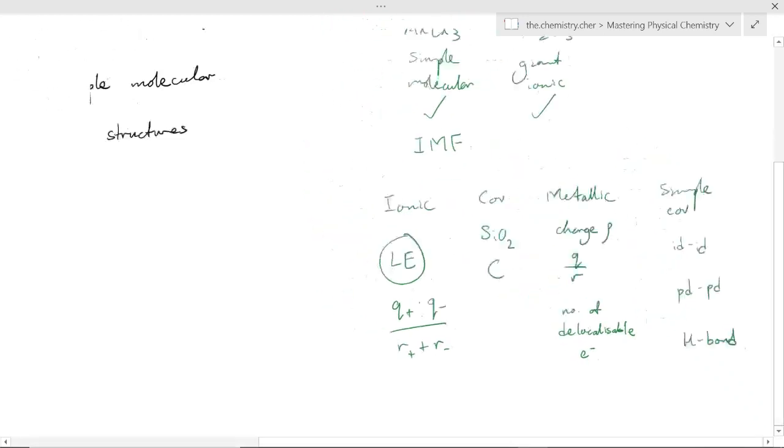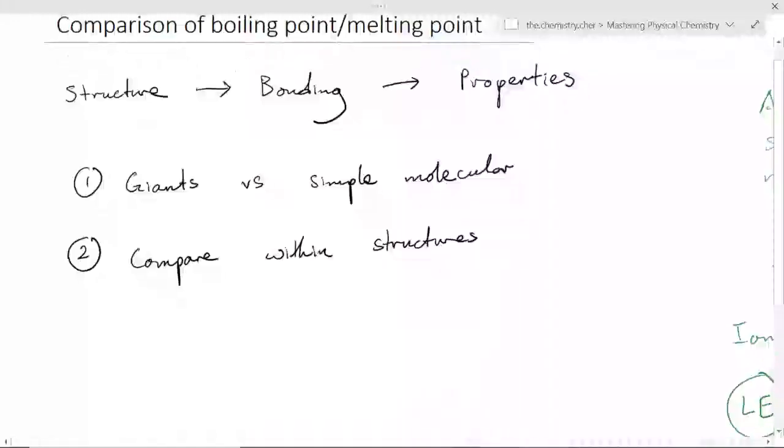In summary, this video is not here to tell you all the different factors only. You can refer to that from your own lecture notes or school notes. But what is important is to understand that when we compare boiling points and melting points, we're essentially comparing between giants and simple, or we can compare within the structures itself: ionic compound versus ionic compound, covalent versus covalent, metallic versus metallic. For all the simple molecular structures, you need to know whether it's id-id, pd-pd, or hydrogen bonds, and compare between them.